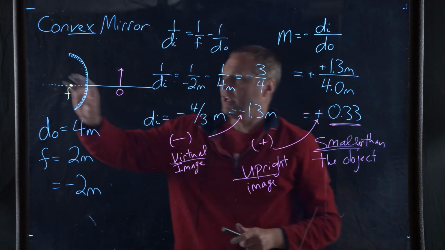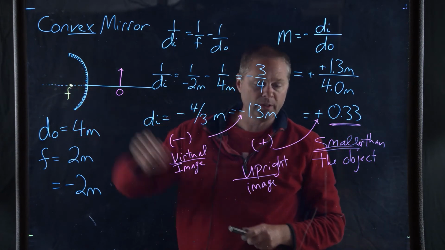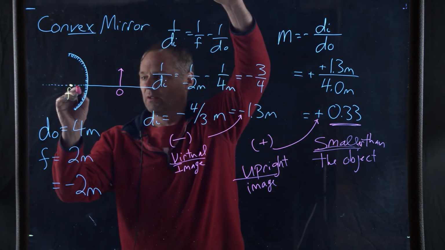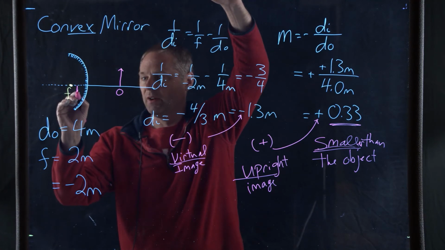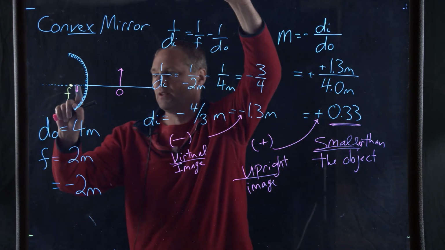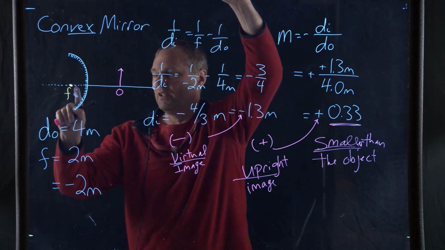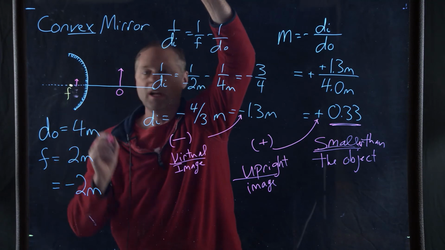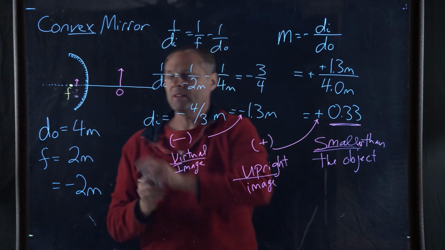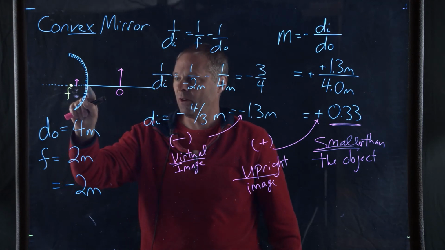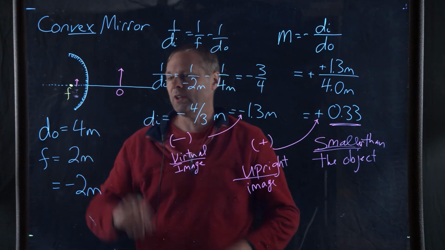And so our image is going to occur somewhere over in this part. It'll be somewhere around there, and it's going to be pointing down, it's upright, I don't know why I have it going down. It's going to be upright, I'm sorry. It's going to be about 1/3 the size of this, and it's going to be 1.3 meters from our vertex there.